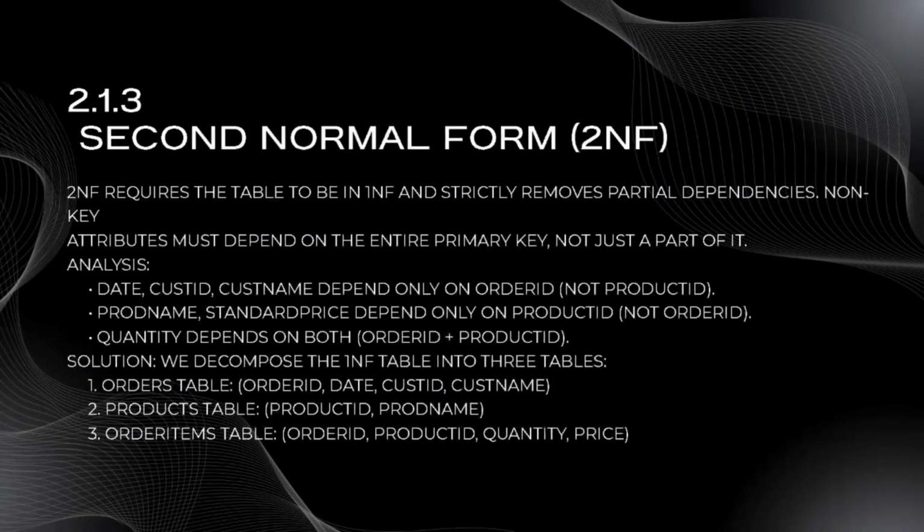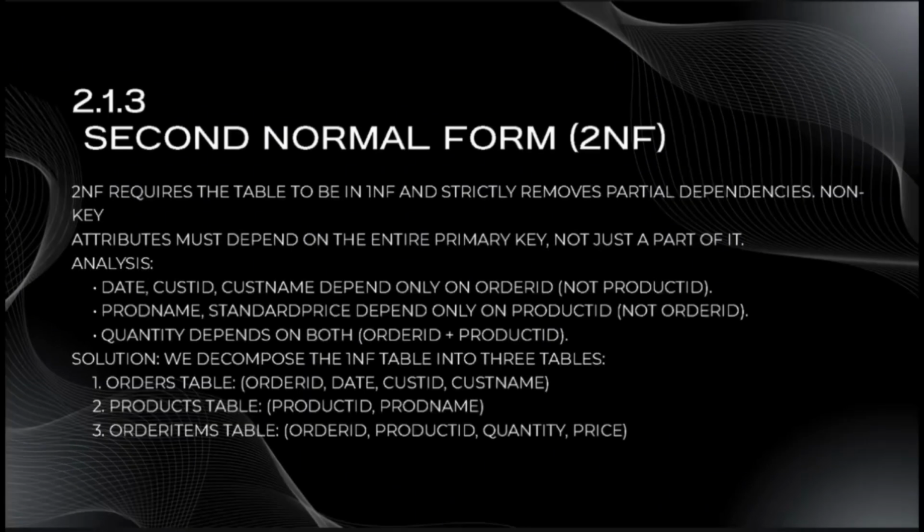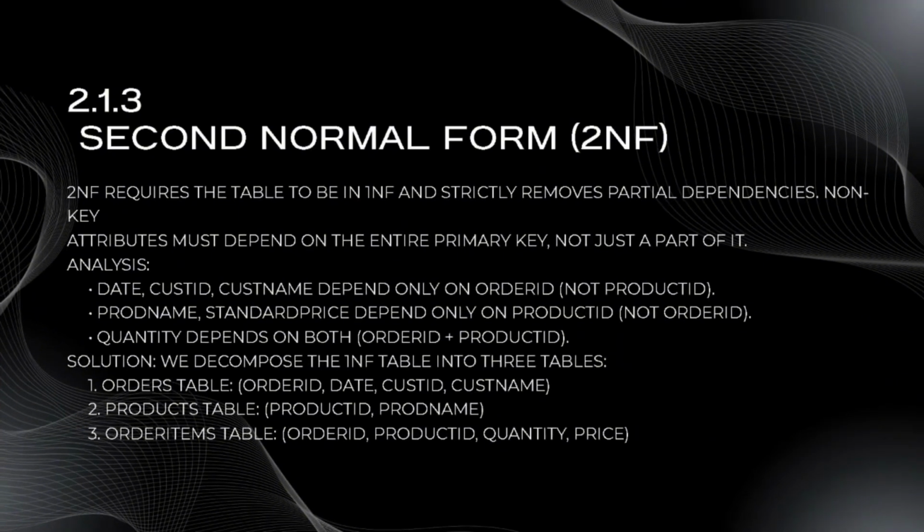Next, we apply the second normal form to remove partial dependency. In our analysis, we see that the product name depends only on the product ID, not the order ID. So we decompose the table into three separate tables: orders, products, and order items. This ensures that non-key attributes depend on the entire primary key.